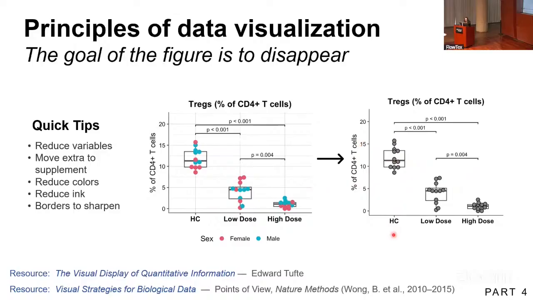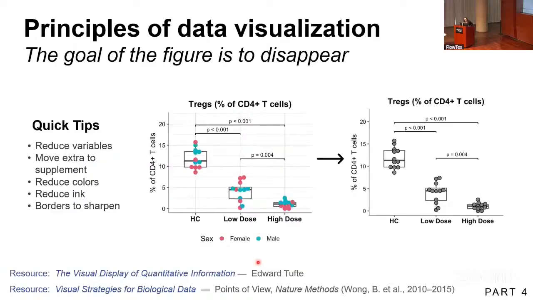the healthy control group has more T cells than both of the other groups. The low dose has less, and the high dose has the least amount of T cells. It's just immediately clear what the point of this picture on the right is, and you have to then spend very little time on it to understand what it's showing you.